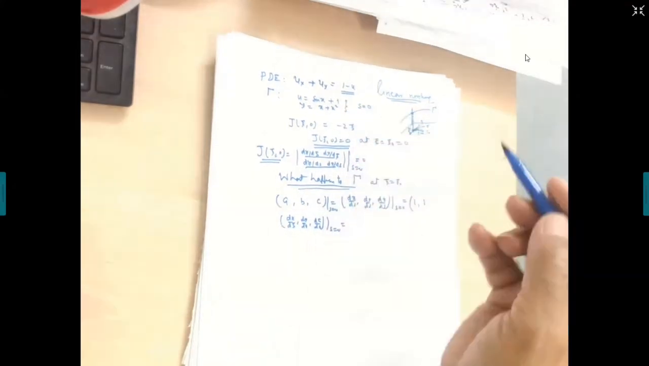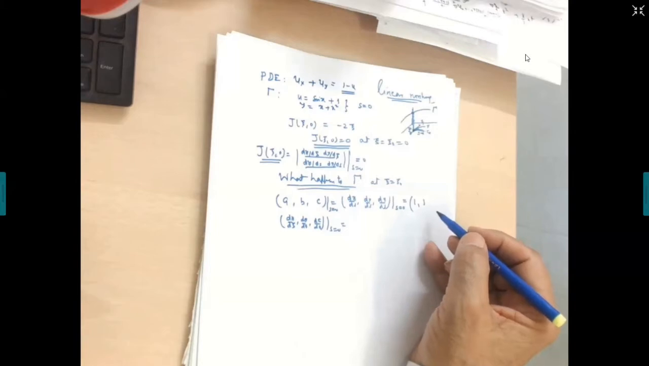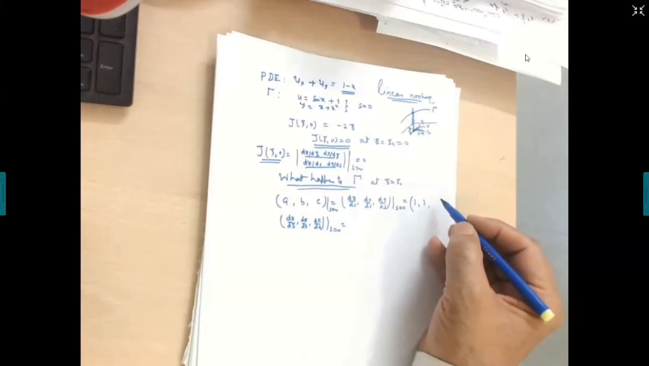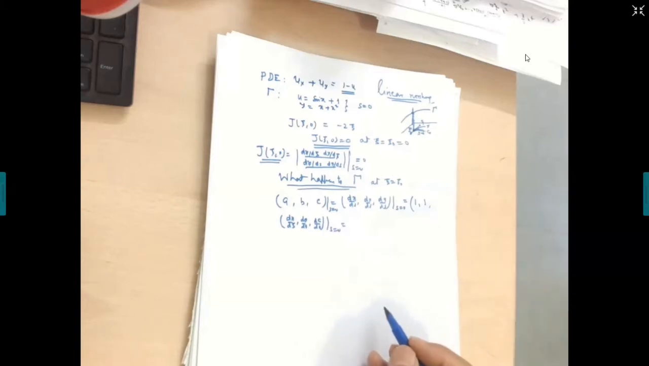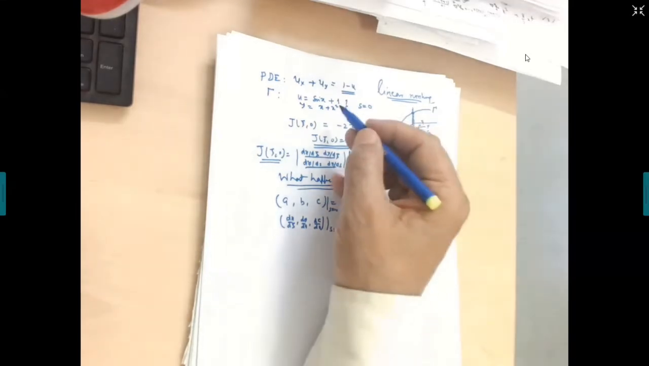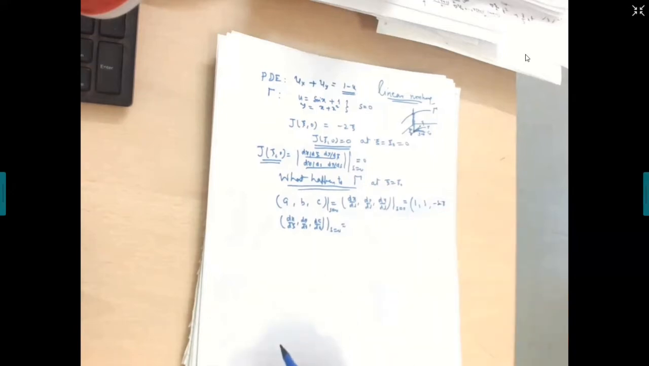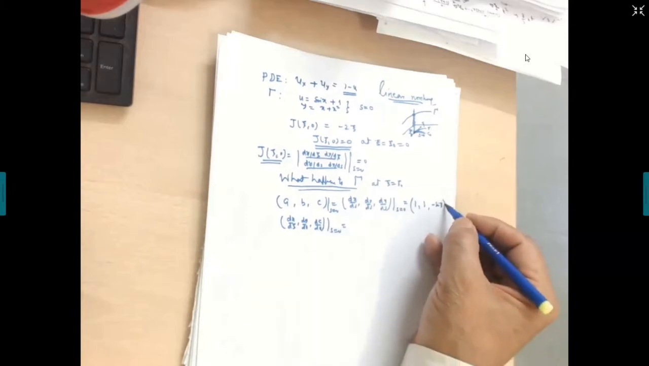So tell me, what is dy by ds? Minus sin xi. Minus sin xi. Very good. Is that right? Is it clear to all of you?